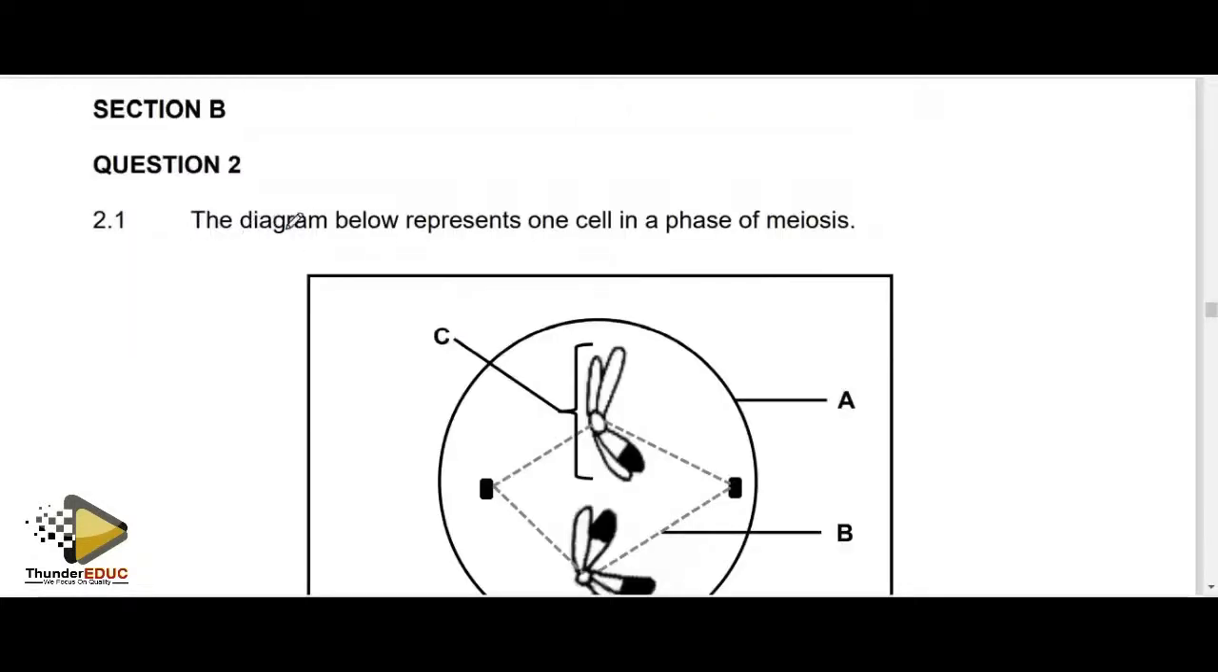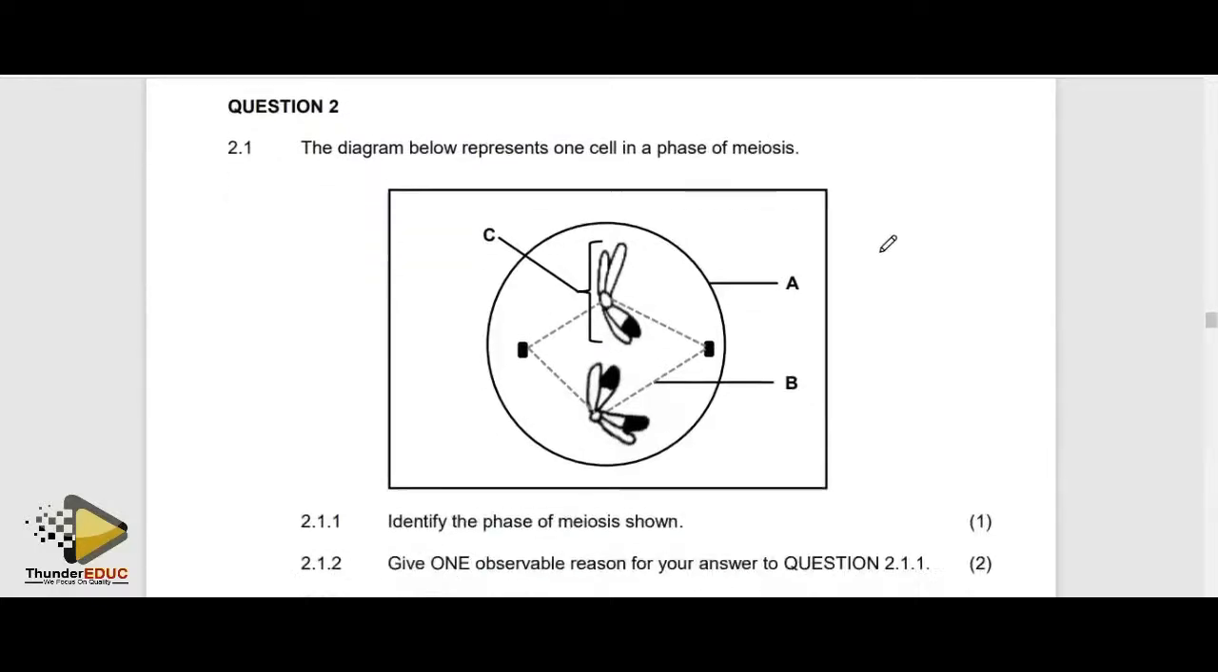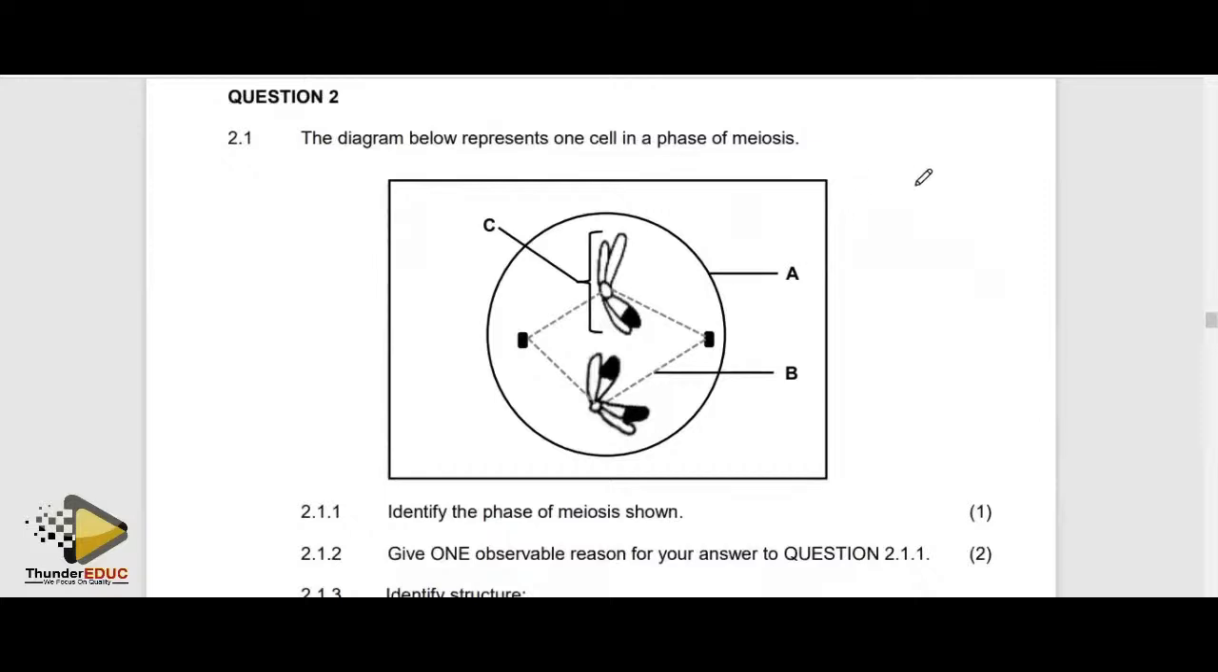Question 2. They are saying that the diagram below represents one cell in a phase of meiosis. They are not saying that this is a human cell. They have not talked about the word human. So you must not think about 23 pairs of chromosomes, please. Don't talk about 46 chromosomes, please, because they have not talked about human.